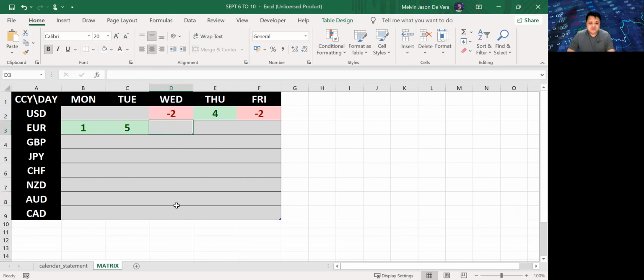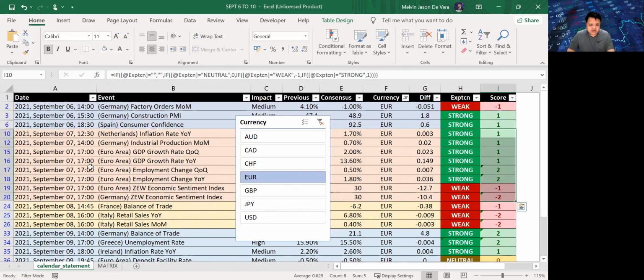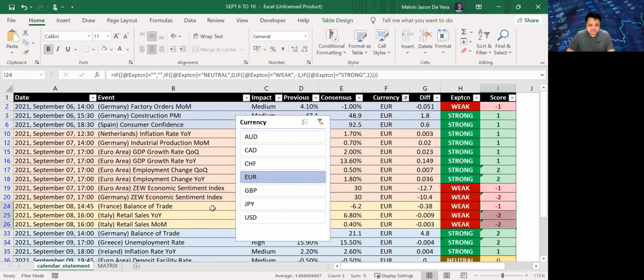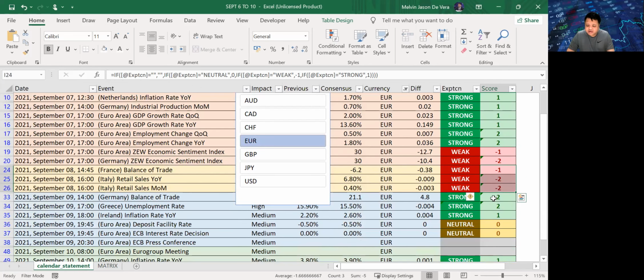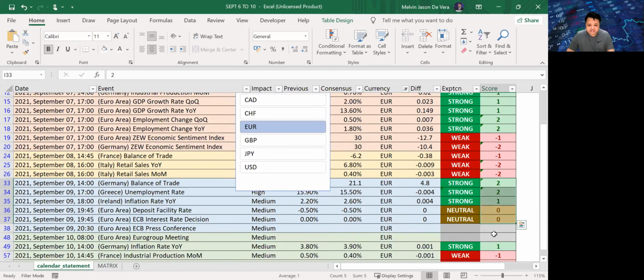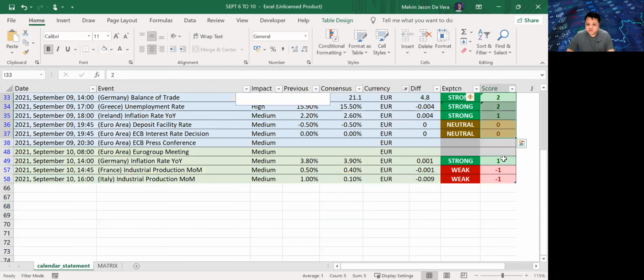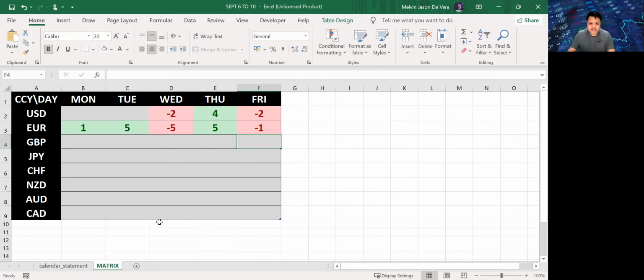Yan. Then for Wednesday, we have a September 8, negative 5. All right. And then Thursday, September 9, we have positive 5. And finally, for the Friday, for euro, we have negative 1. All right, now let's go to the pound.